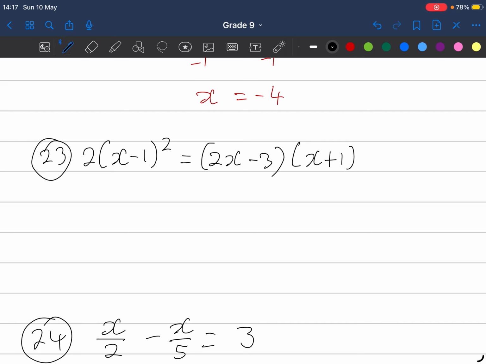This one's a bit trickier, so let's see what's happening. Number 1, this squared means that that bracket can be written twice. So basically it's 2, well, let's use a different color. Let's use blue here, right? So it's 2 bracket x minus 1 bracket x minus 1. It can be written twice. The rest of that equation stays the same for now.